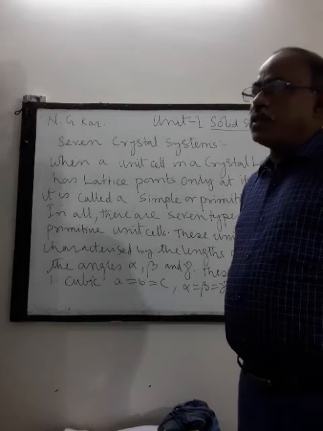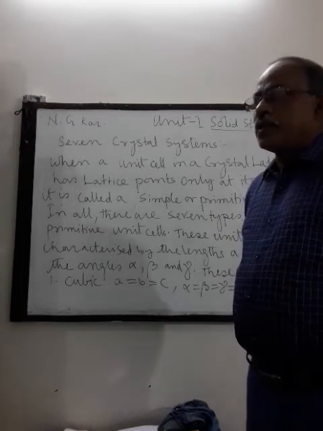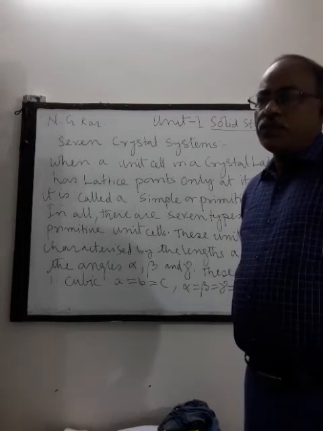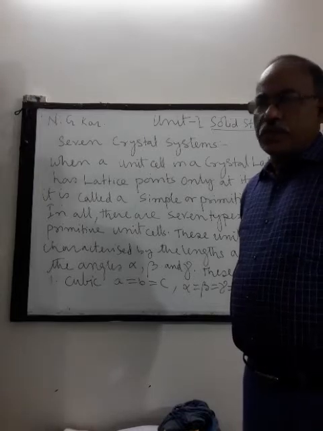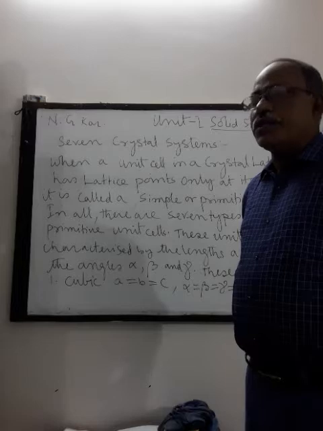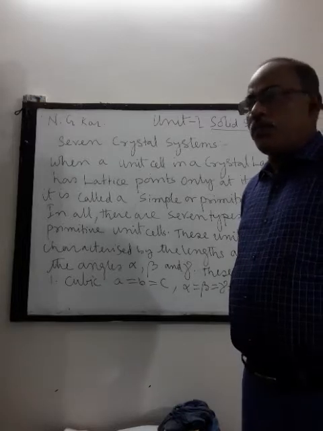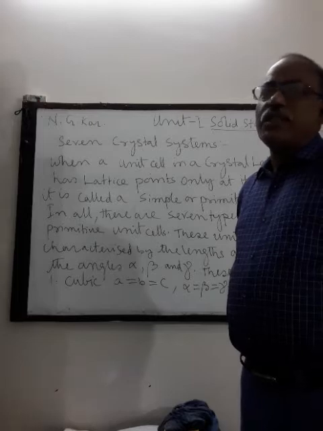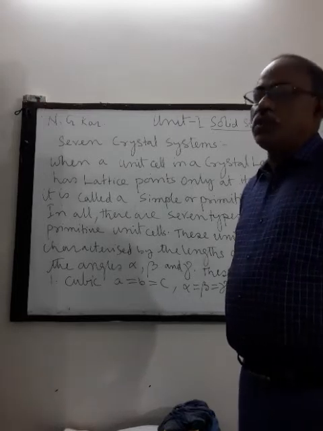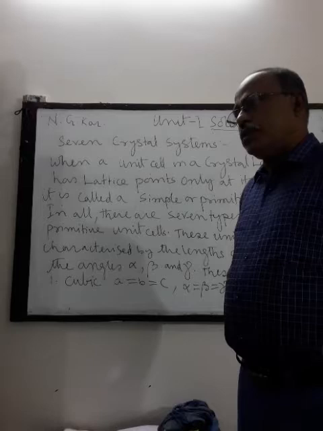Next, we discussed classification of solids on the basis of nature of arrangement. One is called crystalline solid, the other is called amorphous solid. Next, we considered the difference between crystalline solid and amorphous solid.